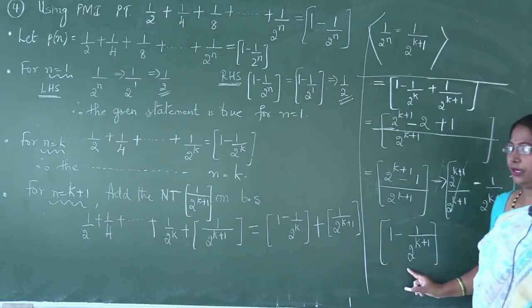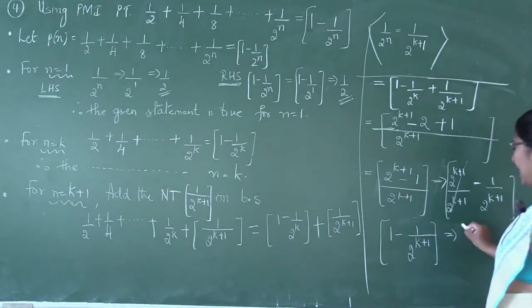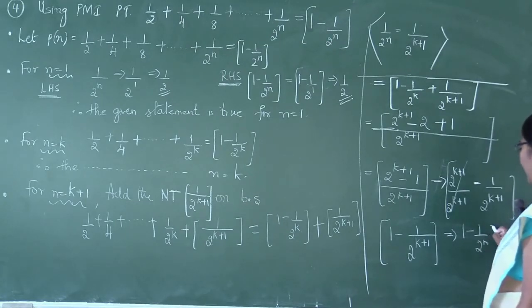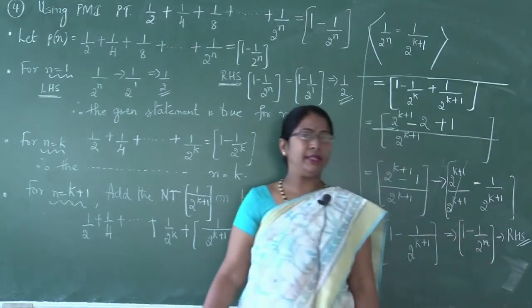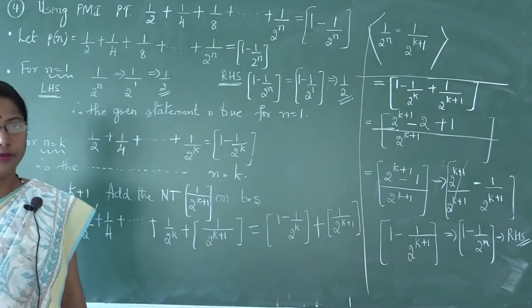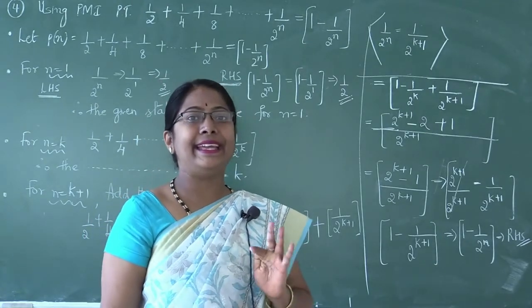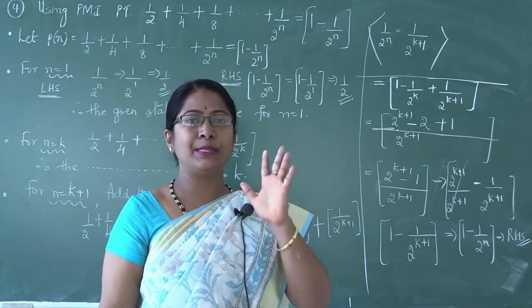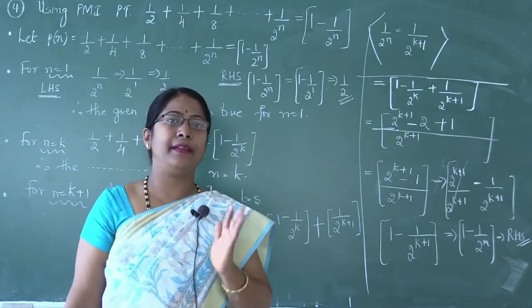What is k plus 1 equal to? n. So in place of k plus 1, I can rewrite this as n, and hence we get 1 minus 1 divided by 2 power n, which is equal to the RHS. When you observe the RHS, it is nothing but 1 minus 1 divided by 2 power n. So what is the conclusion here? Therefore, the given statement is true for n equal to k plus 1, and hence by PMI, that is principle of mathematical induction, P of n is true for all n belongs to N.